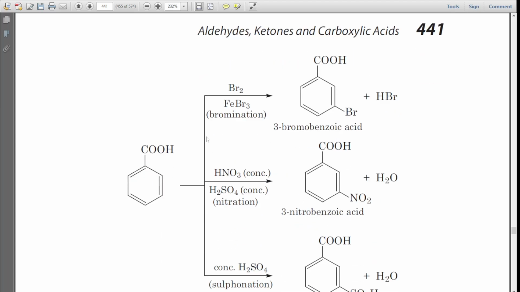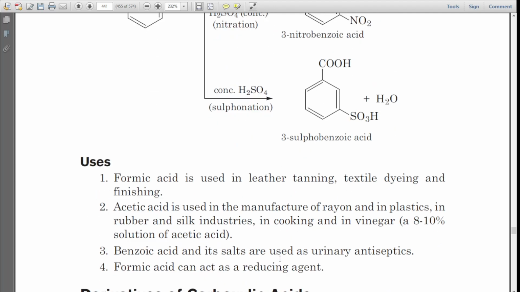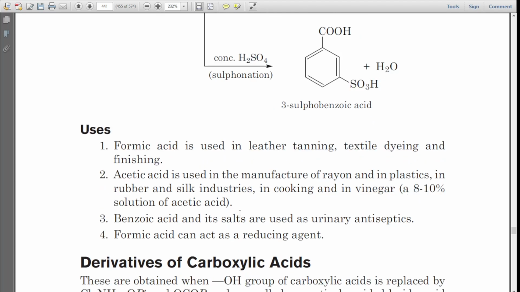Now these are the reactions. Bromination in the presence of Br2 and Lewis acid FeBr3 gives you bromobenzoic acid. All the products will be meta-directing. HNO3 and H2SO4 give you nitration, and only concentrated H2SO4 gives you sulfobenzoic acid. Formic acid is used in the textile industry. Acetic acid is used in the manufacturing of rayon and plastic. It is also used in cooking in the form of vinegar, 8 to 10%. Benzoic acid and its salts are urinary antiseptics, and formic acid can be used as a reducing agent also.